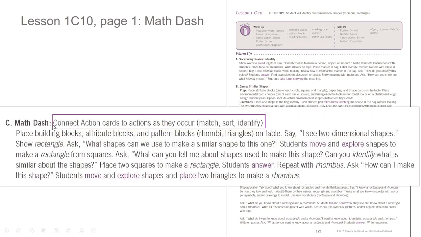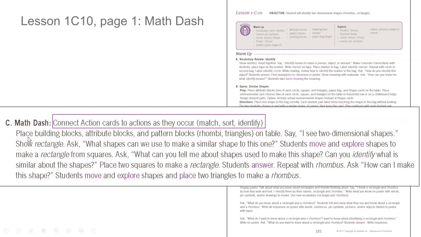So here's Math Dash. It says the teacher needs to connect the action cards to the actions as they occur: match, sort, identify. So we know what the action cards are. It could be that these actions don't necessarily occur within the activity, or the teacher forgot. Providing that demonstration of these 3 actions can be done separately if that's what's necessary. So that's acceptable as well.